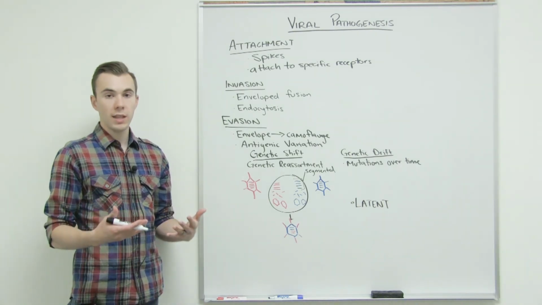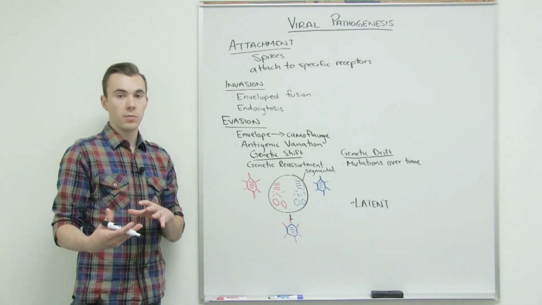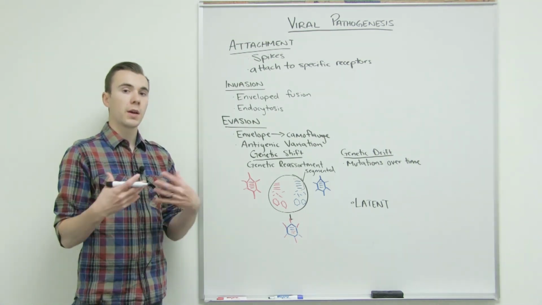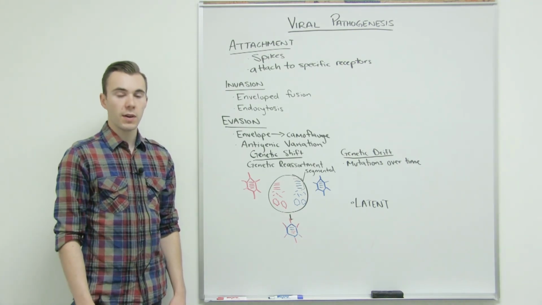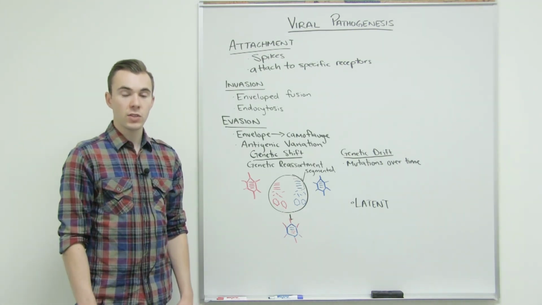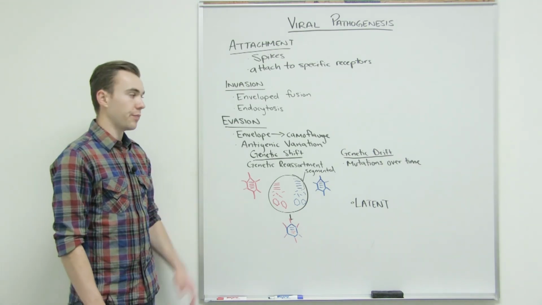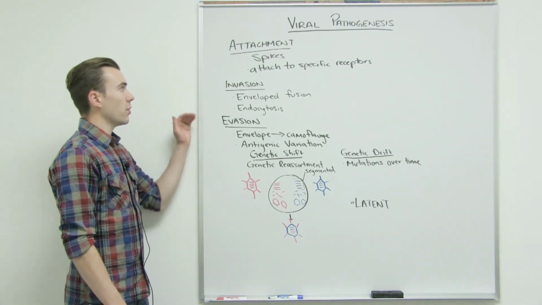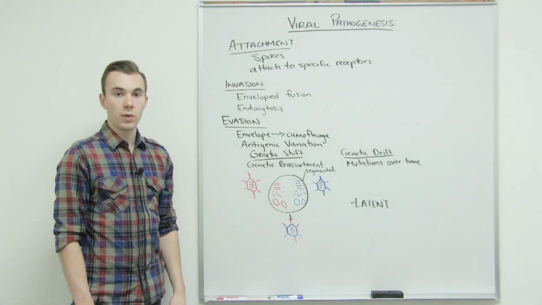So that is what happens with latency: the virus comes back, shows itself, goes back in hiding to avoid complete destruction, then comes back, then hides again. So that's a wonderful tactic that viruses have as an evasion tactic, because they completely evade the immune system from destroying them. So these are your attachment, your invasion, and your evasion techniques that are associated with viruses.